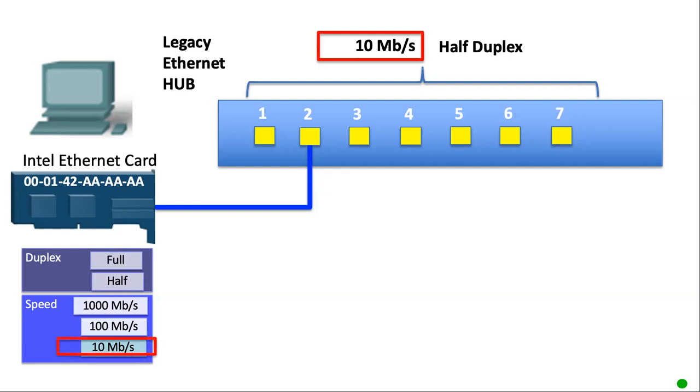10 megabits is the highest common bandwidth that they can both do. And because the Ethernet hub only does half duplex, then our Ethernet NIC will also auto-negotiate half duplex. That means it can send or it can receive, but it can't do both simultaneously. Otherwise, you have a collision.